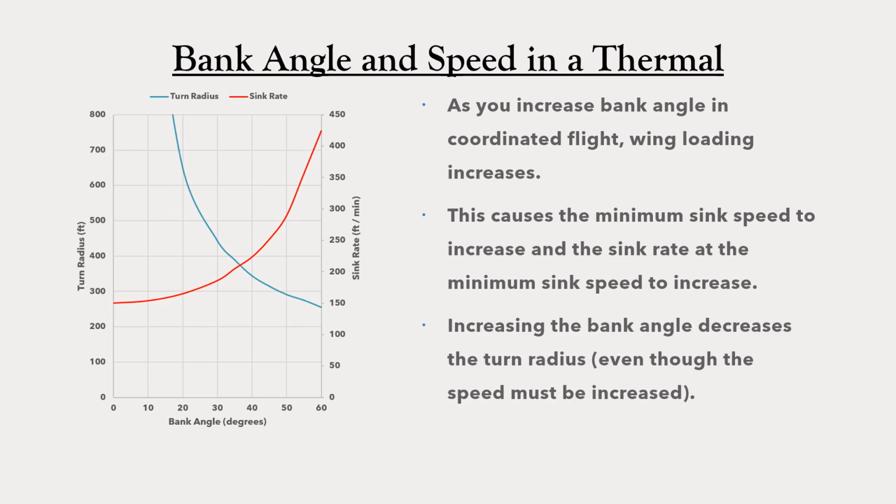So on the one hand, the steep angle of bank is a problem because your sink rate's increasing. On the other hand, it's a good thing because it keeps your radius of turn small, and the radius of turn keeps you closer to the center of the thermal, where the updraft is stronger. So these two things kind of work against each other, and the question is, where is the best compromise, the optimum angle?